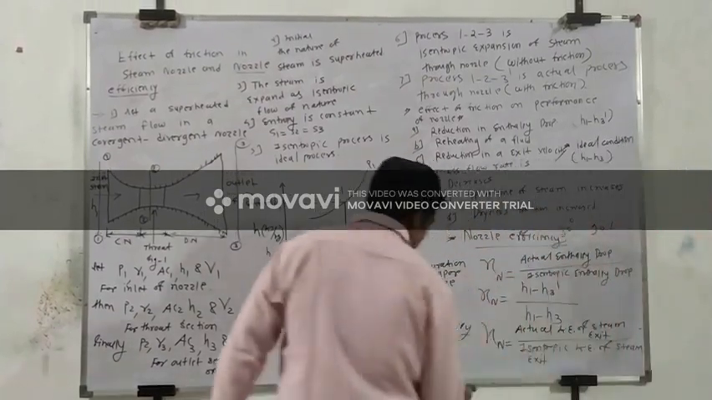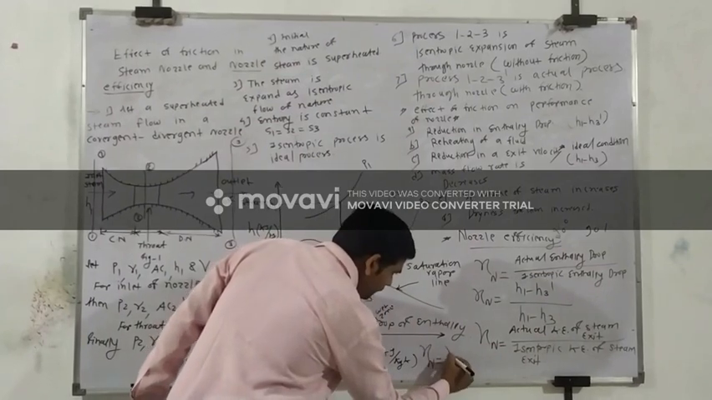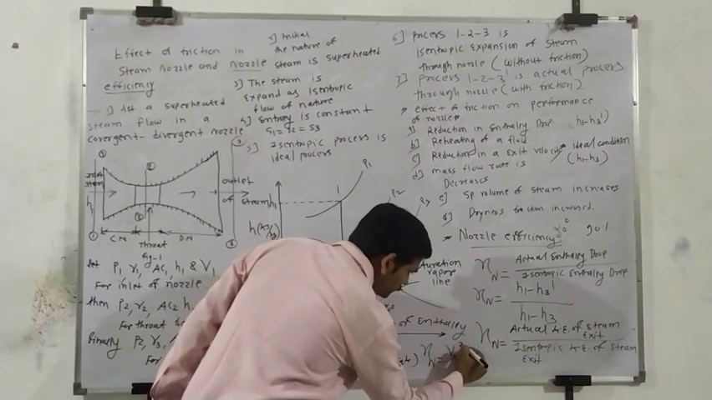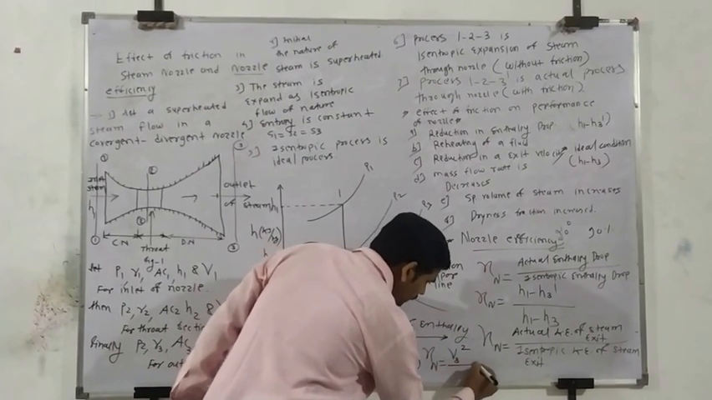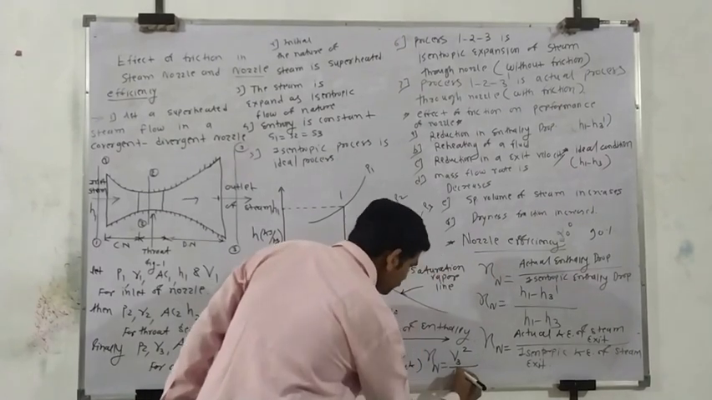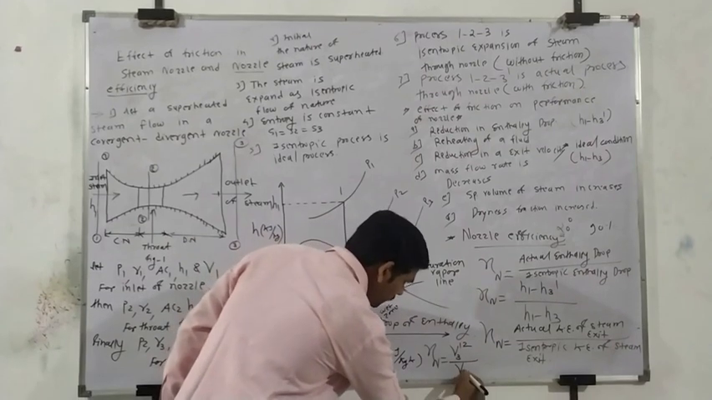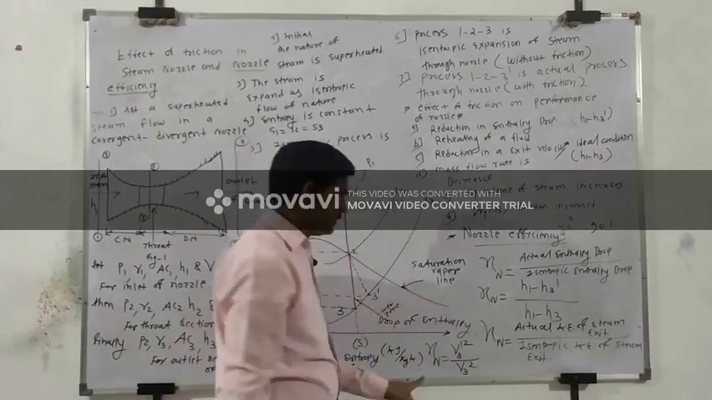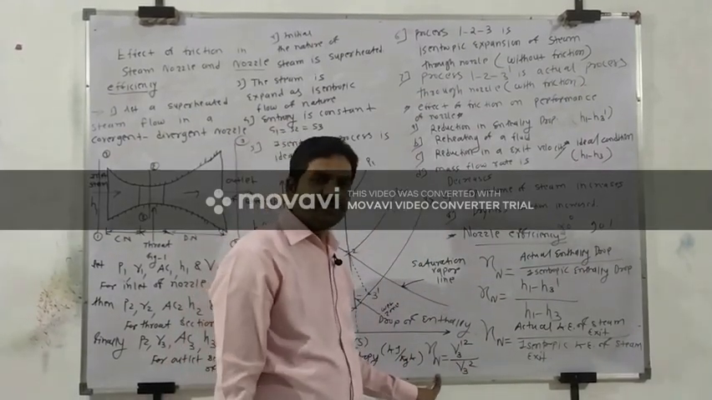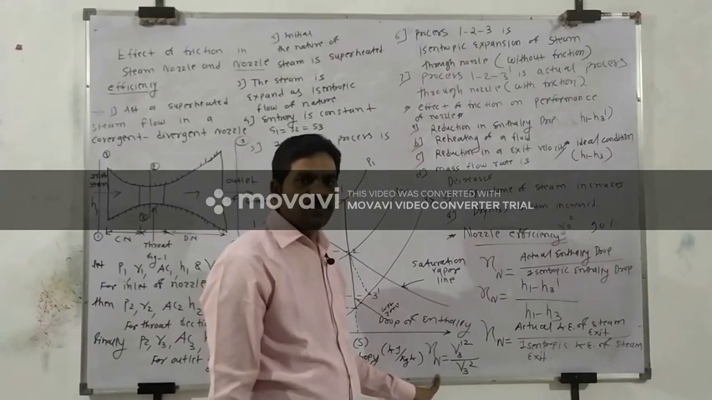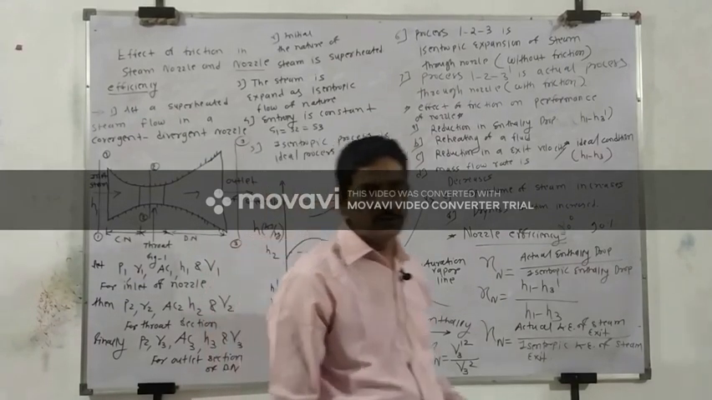So how can you write down here? Kinetic energy means V3 square upon V3 dash upon V3 square. This is the nozzle efficiency of a steam flowing through the nozzles. Do you got it? Okay.